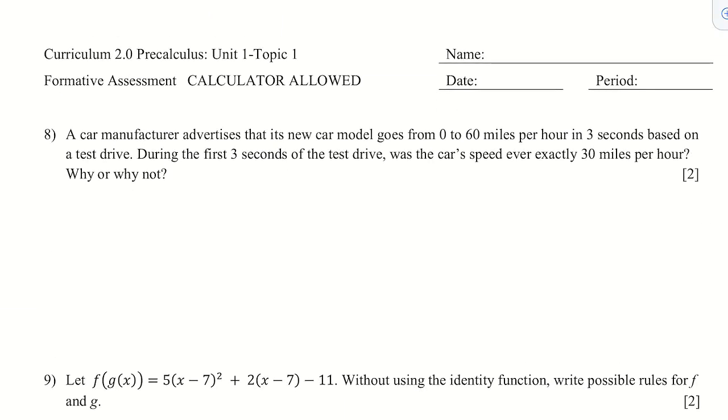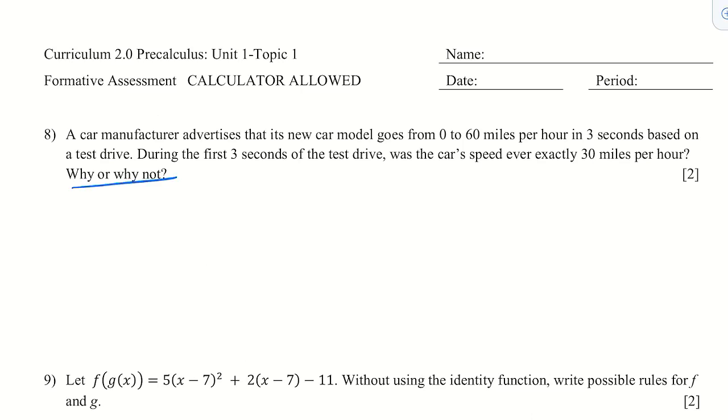Okay, moving on. It says a car manufacturer advertises its new car goes from 0 to 60 miles per hour in 3 seconds based on a driving test. During the first 3 seconds of the test, was the car's speed ever exactly 30 miles an hour?